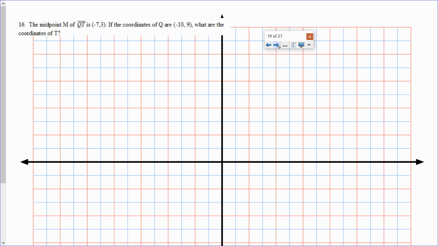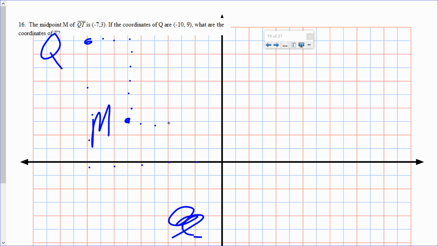Now that you tried number 16 on your own, the midpoint is negative 7, 3. Q is negative 10, 9. And it's asking for T. Well, since M has to be in the middle, that means that the other endpoint's got to be somewhere down there. So I count 1, 2, 3, and 1, 2, 3, 4, 5, 6. That is T. That is negative 4, negative 3.